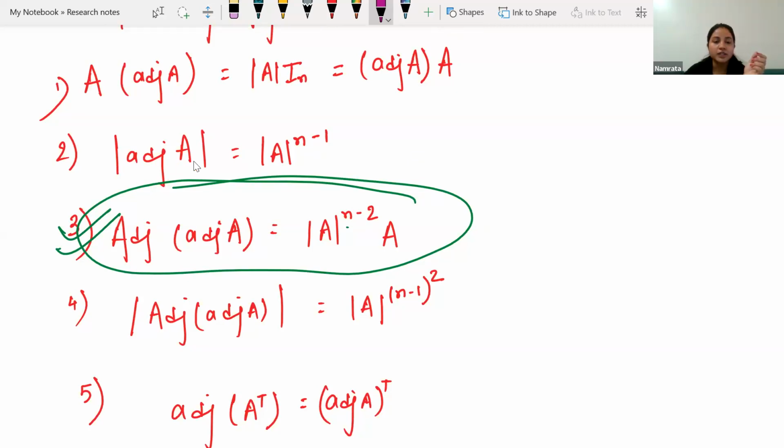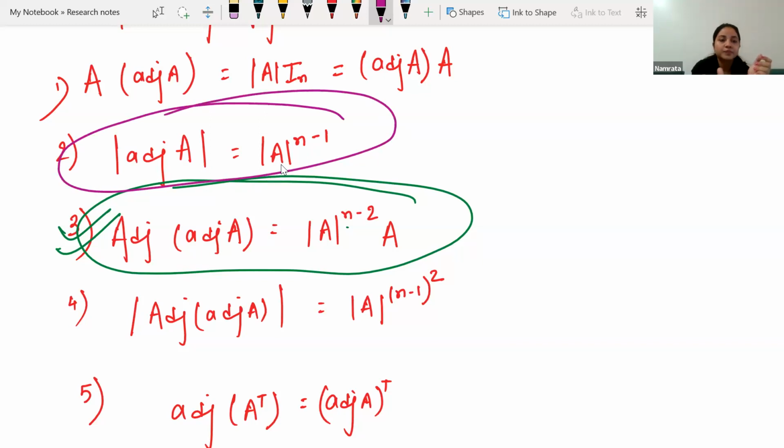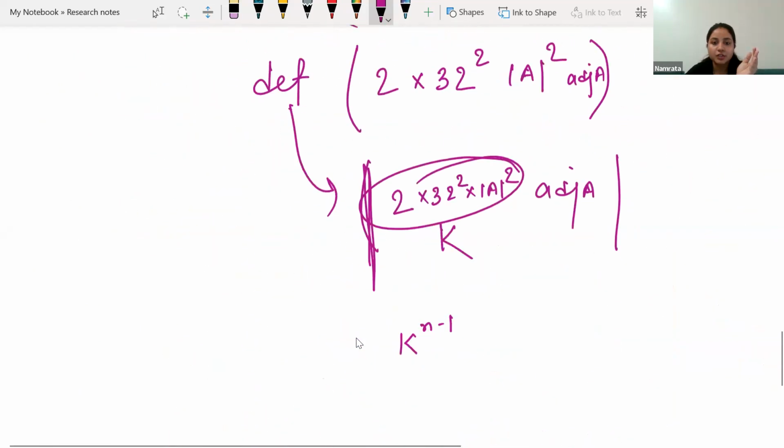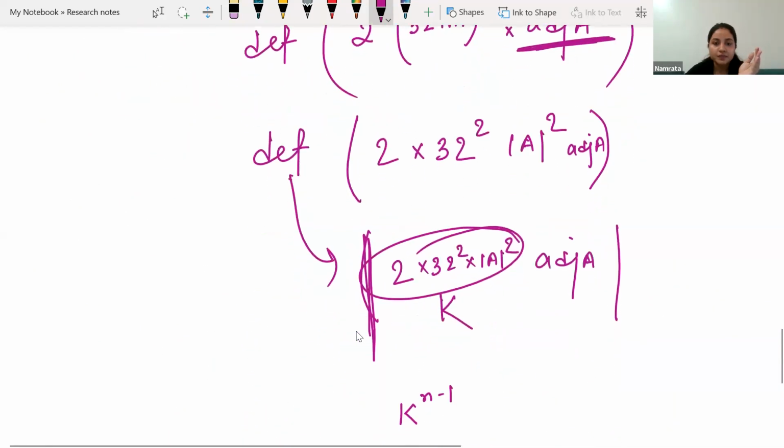Determinant of adjoint A is equal to determinant of A to the power n minus 1. Can we apply this property over here? And we also have k in front. Can we apply this property over here? We are having determinant of this all. Okay. So can we apply this property?